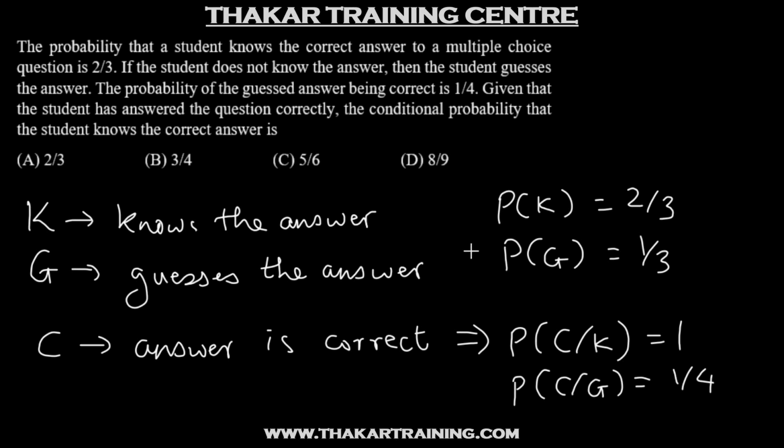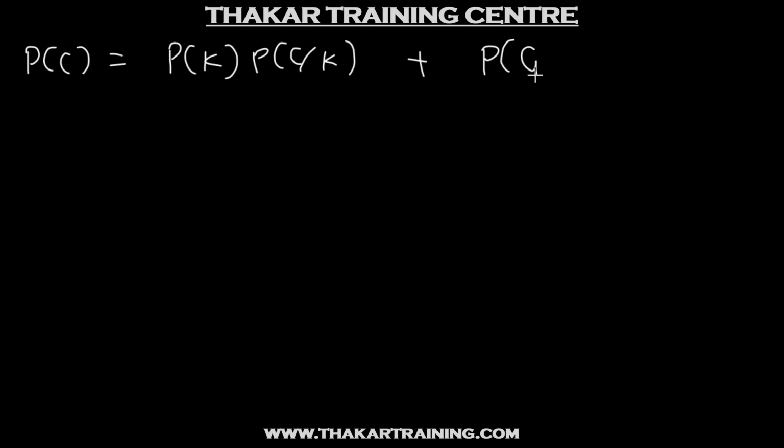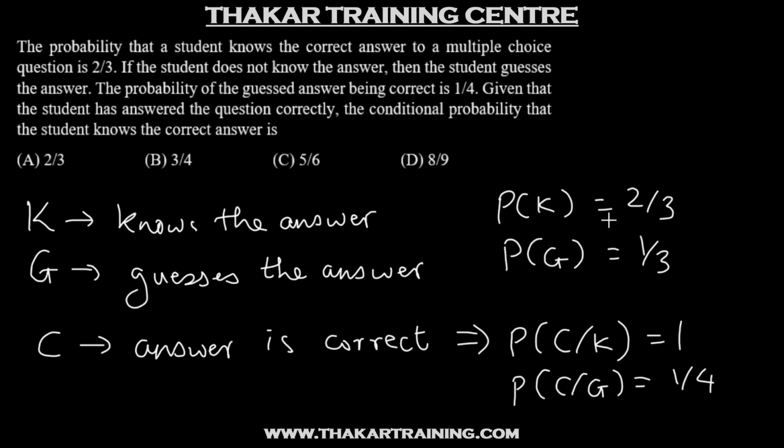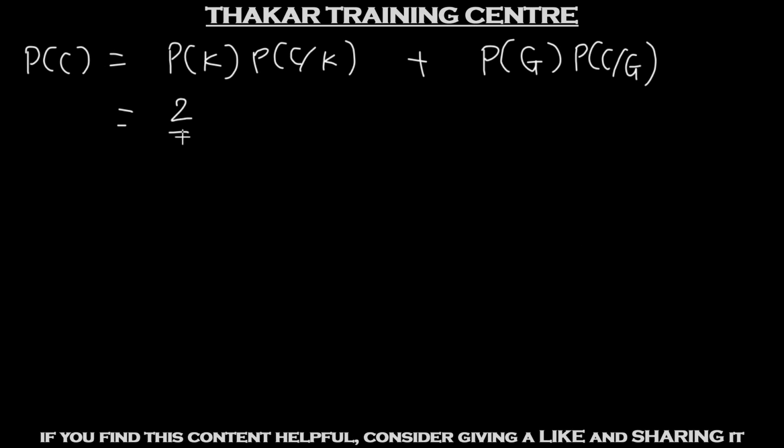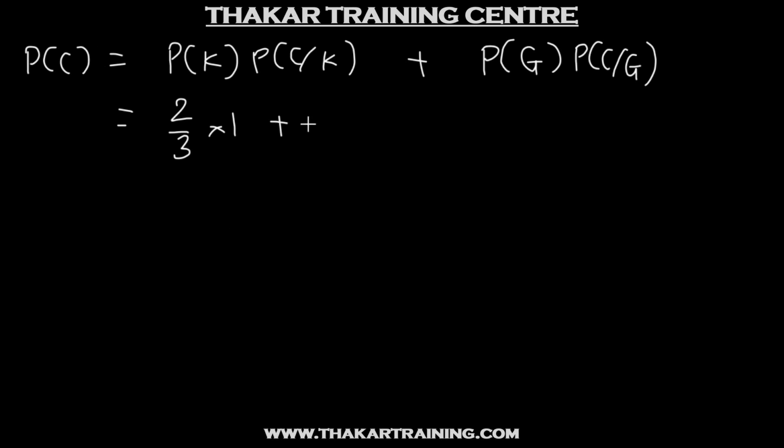So let's first find out the probability that the student gets the answer correct. That will be given by the total probability. Probability of getting the correct answer is the probability that the student knows the answer and he gets it correct, or the probability that the student guesses the answer and he gets it correct. So this is 2 by 3 into 1 plus 1 by 3 into 1 by 4, which comes down to 3 by 4.